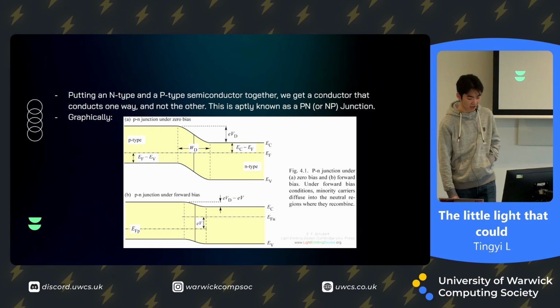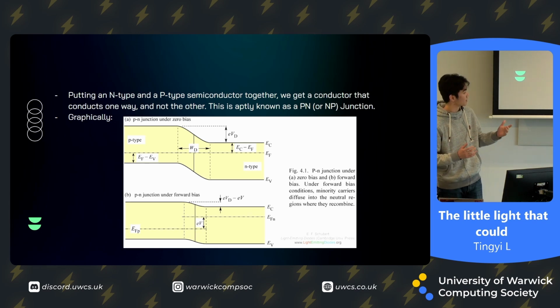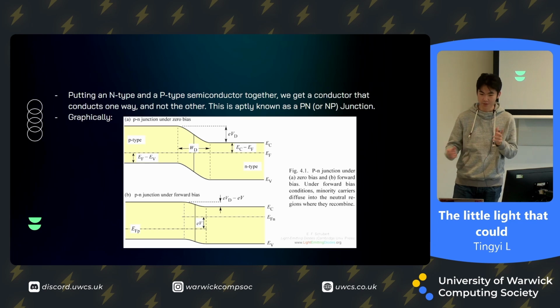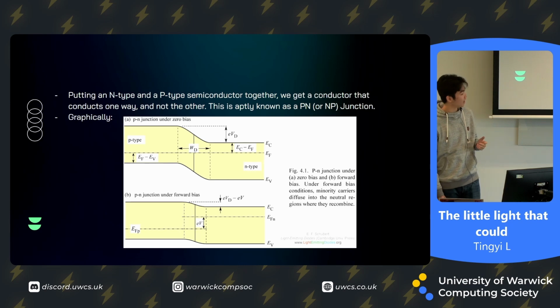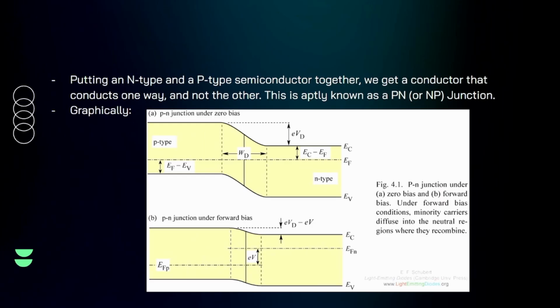Essentially, at the start, before we put a voltage through it, electrons diffuse from the N-type to the P-type material because they want to fill in the electron holes in the P-type material. This makes the N-type very slightly positively charged and the P-type very slightly negatively charged. The region in which this shift occurs is called a depletion region. You can see that in WD.